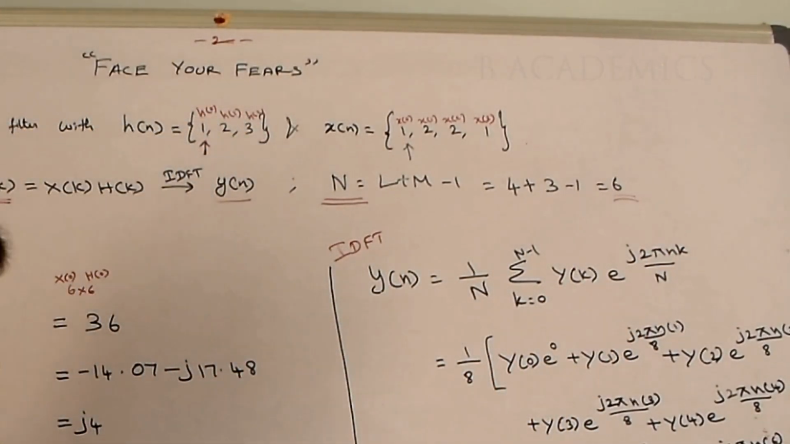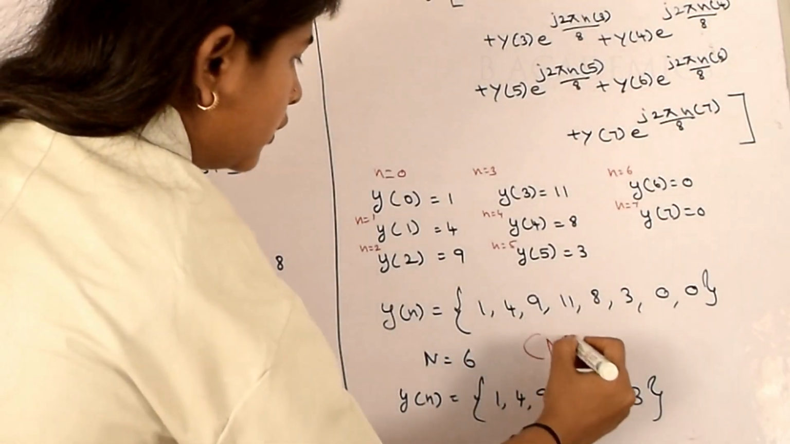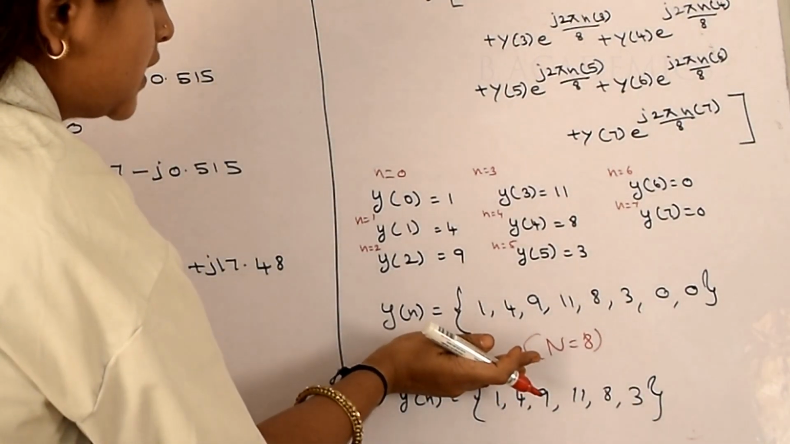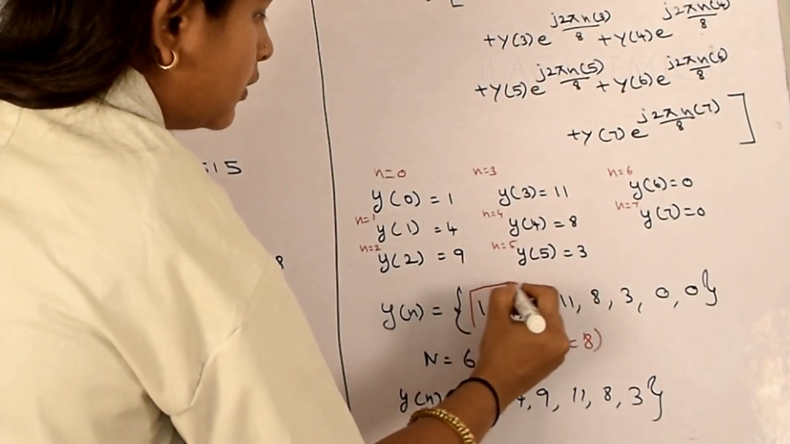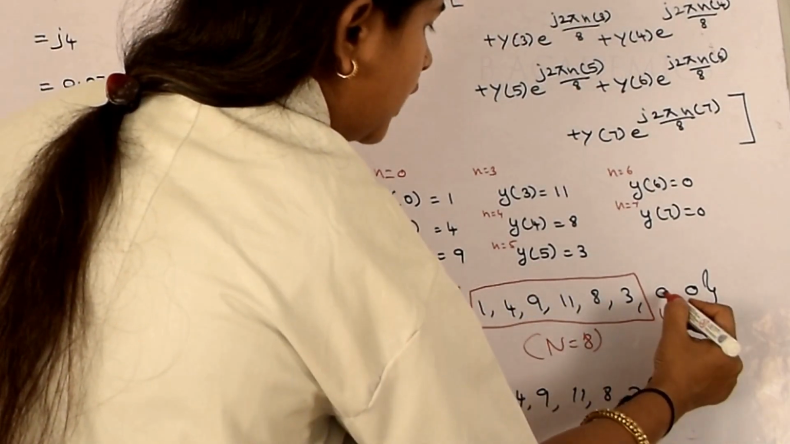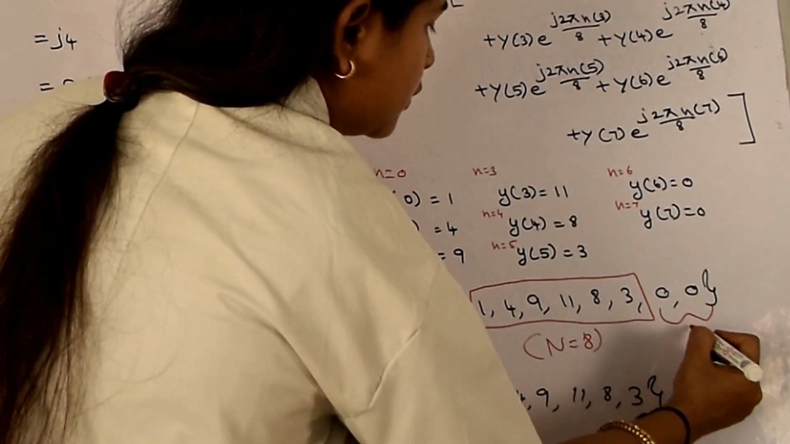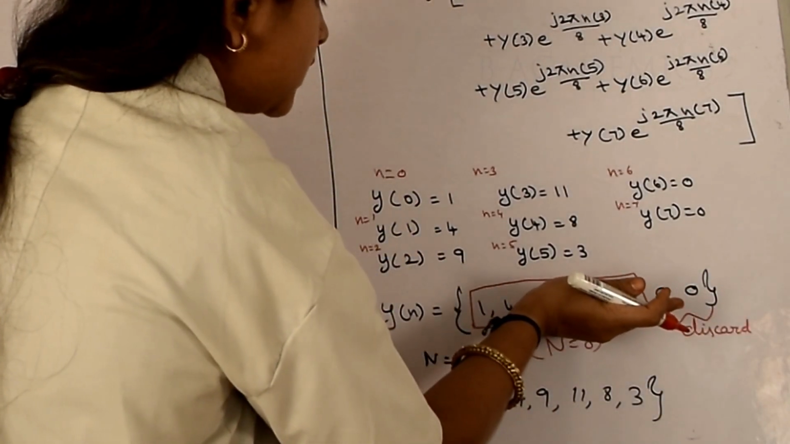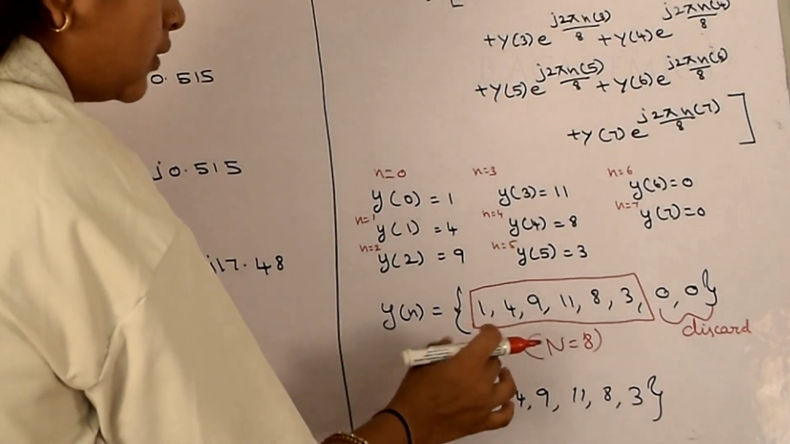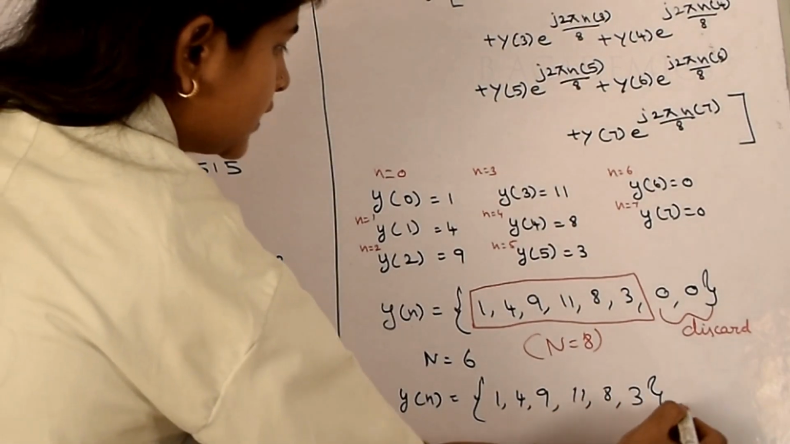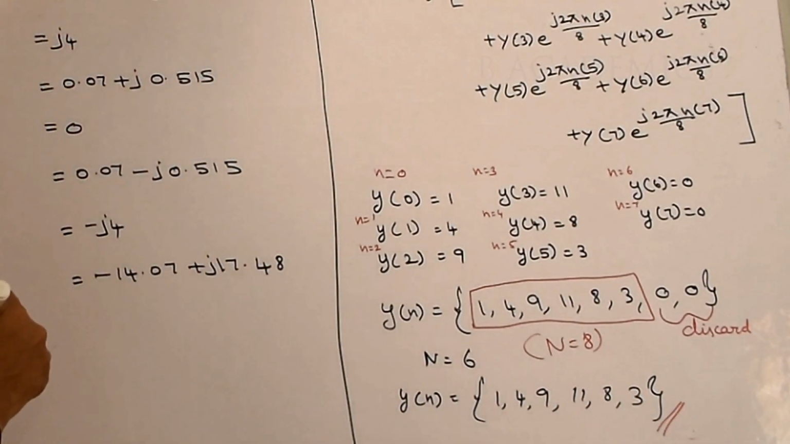But we have assumed n as 8 in order to perform DFT and IDFT. But the exact n value is 6. By looking into this equation, see, the last two expressions are 0, so we can discard them. So the actual sequence length is 6. So y of n is equal to 1, 4, 9, 11, 8, 3. This is your response of the FIR filter.